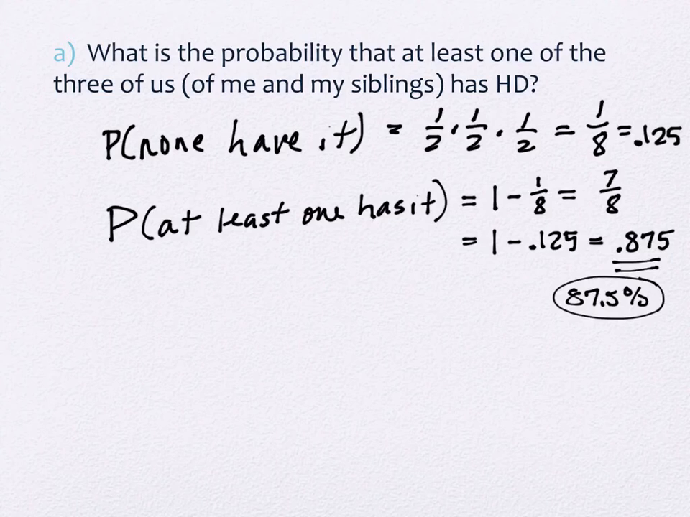That's the number I came up with in my head. 87.5% chance that at least one of my brother, my sister, and I, one of us at least, will have this disease. And that's the outcome where I said, that's really high, right? That's really, really high that one of us is going to have this.